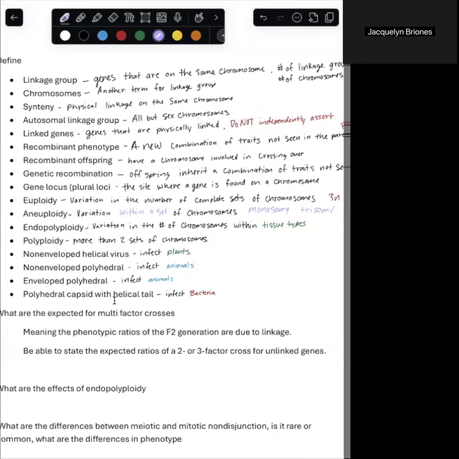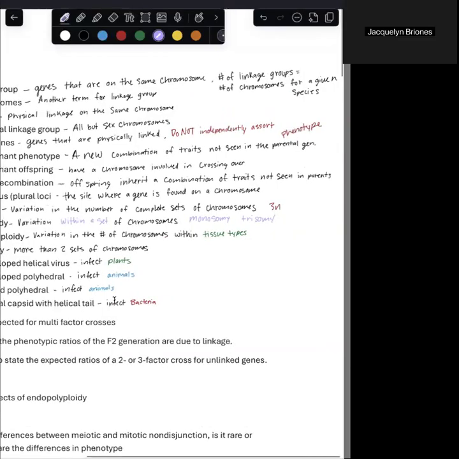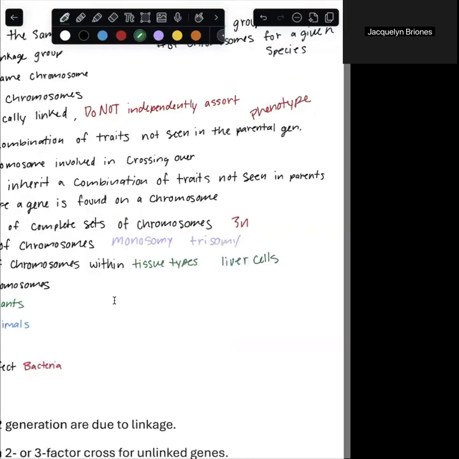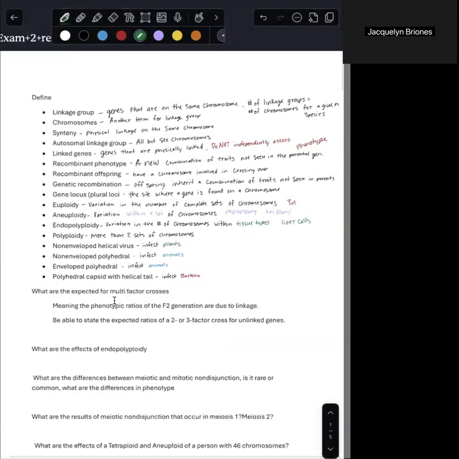Endopolyploidy is a variation in the number of chromosomes within a tissue type. An example of this is our liver tissues, where liver cells. Polyploidy is more than two sets of chromosomes. Euploidy is a version of polyploidy. And then we're going to go into viruses.